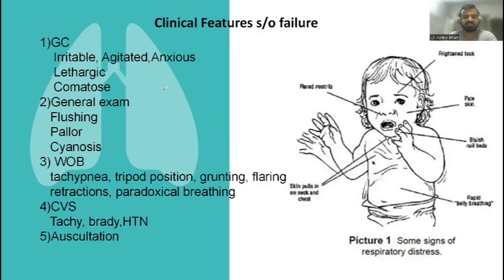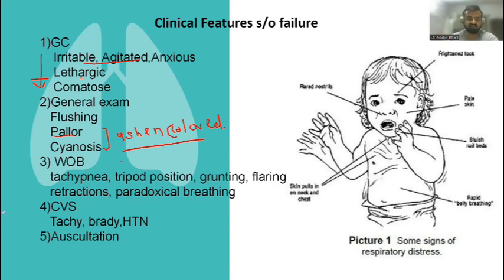Now, what are the clinical features? Here we can see that the child is irritable, agitated, and anxious. The child is initially irritable, then goes lethargic, and finally becomes comatose due to carbon dioxide poisoning and hypoxemia. On general examination, there might be flushing, or there might be pallor, commonly described as an ashen colored child, rakh or ash colored child. The child loses all the pinkish color and becomes ashen colored, and there is increased work of breathing.